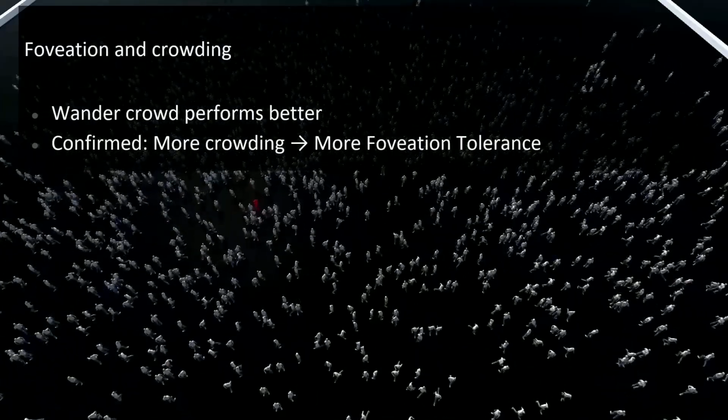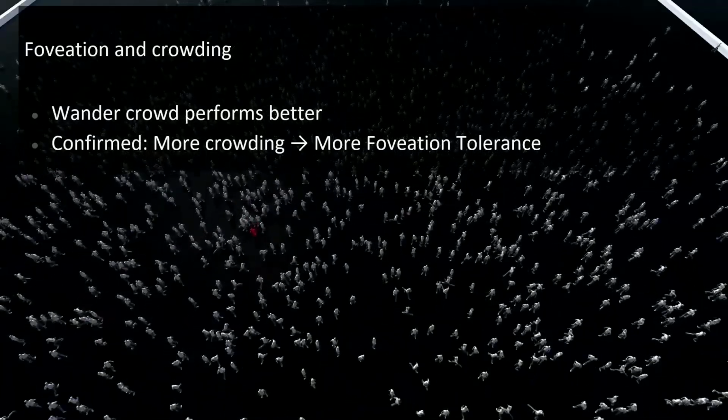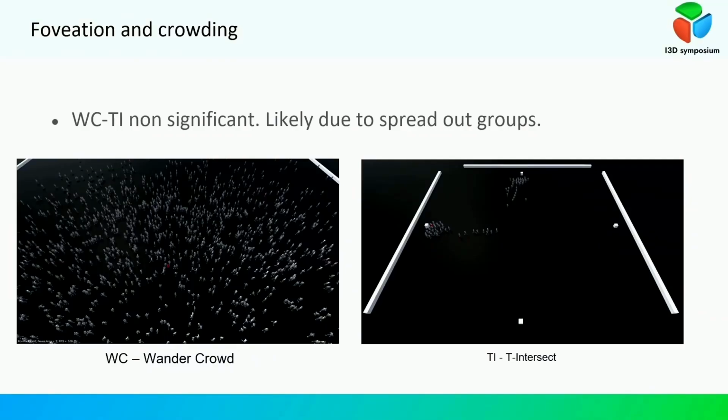As we were saying before, Wondercrowd performs generally better than all other scenes. So we believe this confirms our hypothesis that more crowding leads to more foveation tolerance. However, as I mentioned before, we found that Wondercrowd has no statistical difference with the T-intersect scene. And we believe this is because in this specific scenario that you see on the right, we have 2 very specific groups with very high crowding, which generates a similar effect as it would in Wondercrowd. Thus, they perform similarly.